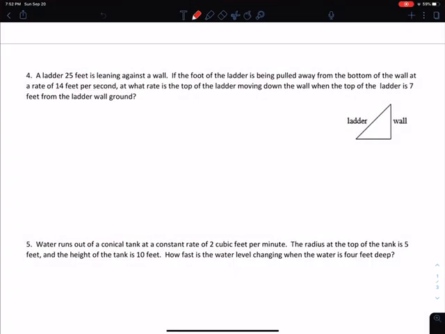Hi, so let's take a look at part 2 of related rates. So our next example that we are going to look at is the ladder problem. You'll see this one always shows up in the AP, these right triangle problems. So it always kind of starts off with something like we are given a ladder.